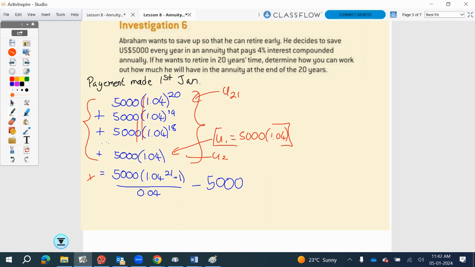Now, if you put the money in at the end of the year, you get a completely different sum. You've got one less year of interest on everything.